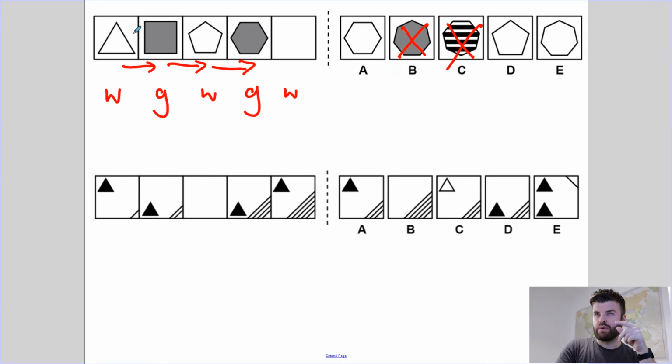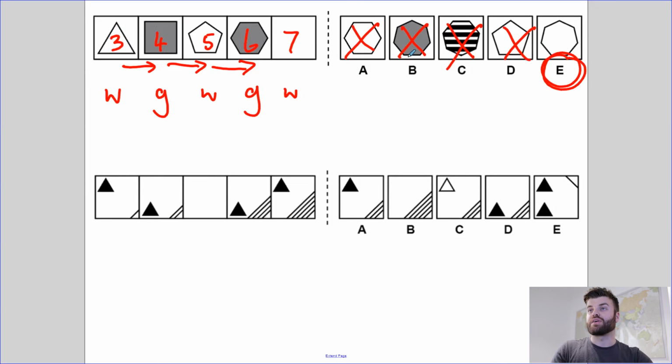Okay, what else is happening? Well, we go from a triangle, which is 3 sides, a square, which is 4, a pentagon, which is 5, a hexagon, which is 6. We're going up 1 each time in terms of the number of sides. So I need to find a 7-sided shape. It can't be A, it can't be D, it must be E. So I'm going to put E as my answer. It goes up 1 in terms of the number of sides, and it is white. So that's going to be one that fits the sequence. Let's have a look at the bottom one.